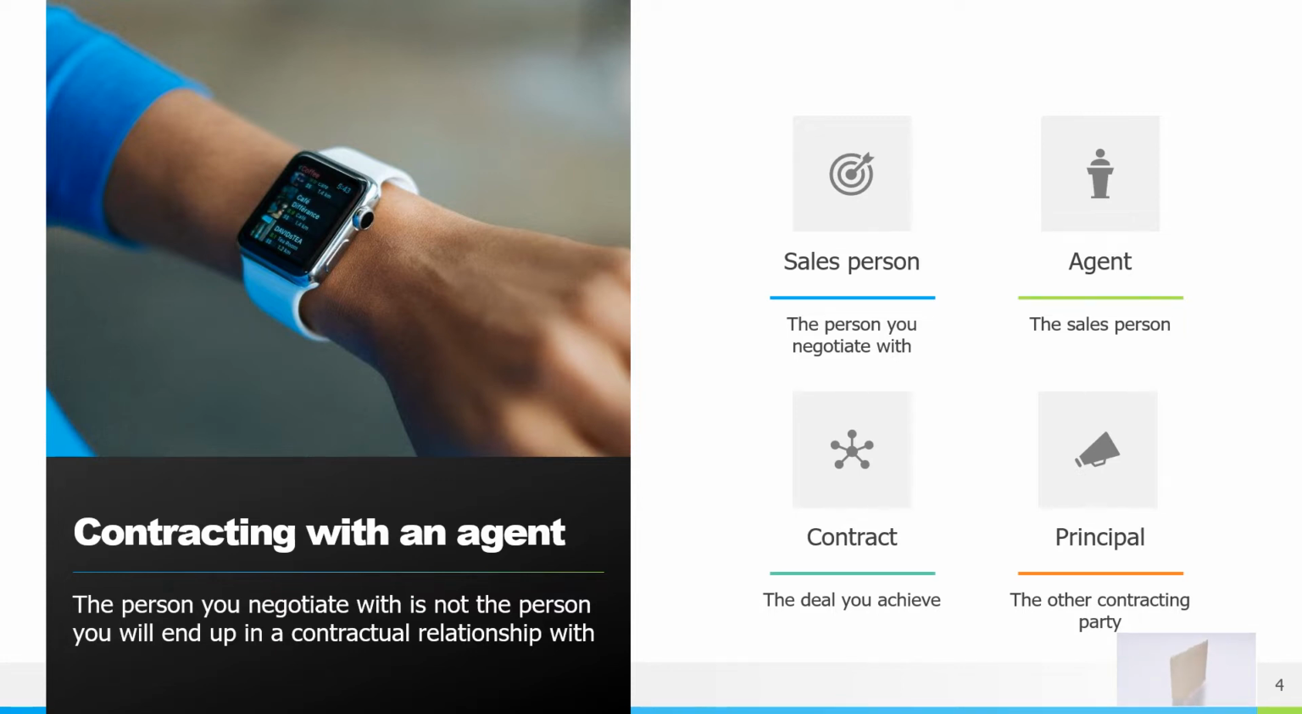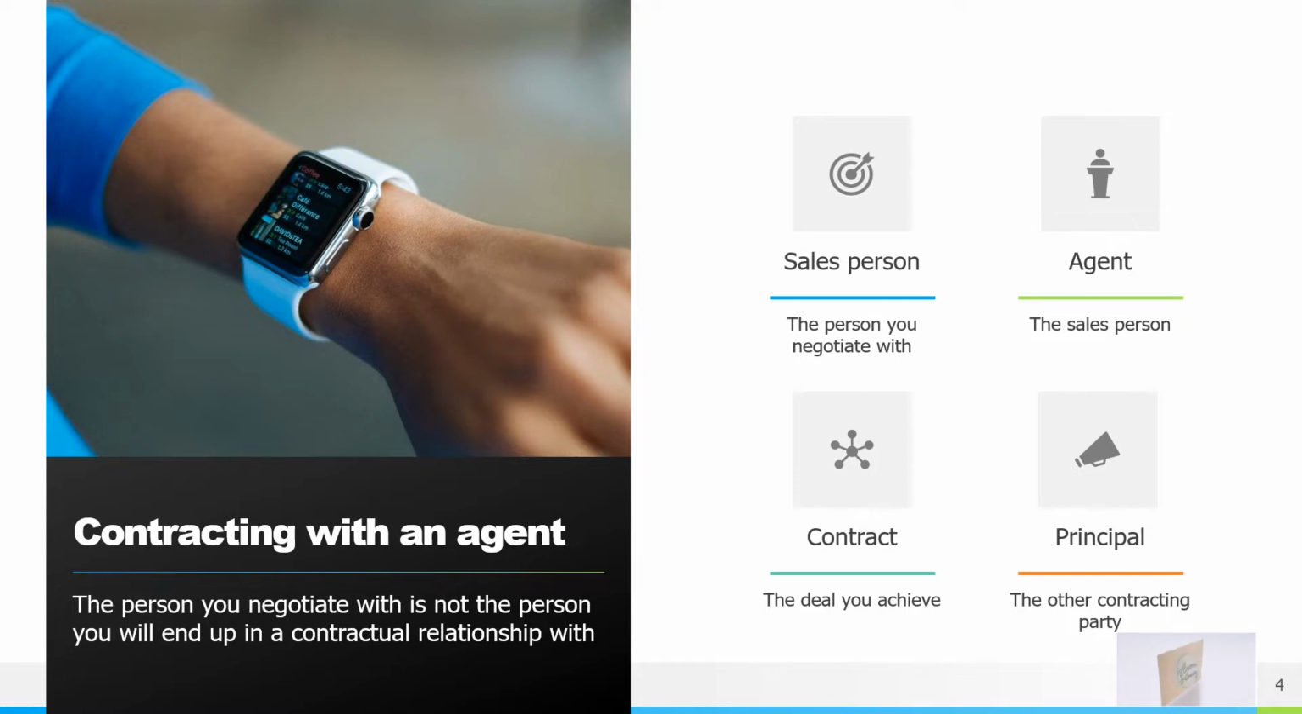So the person in the Apple store with the tight trousers and the stupid haircut is not there in their personal capacity. They're employees of the store and they're representing Apple. The person in the Vodafone store is not there in their personal capacity. They're representing Vodafone. Or if they aren't, then they need to let you know. So the contract that you're going to have is not with that person. The contract is with the principal.